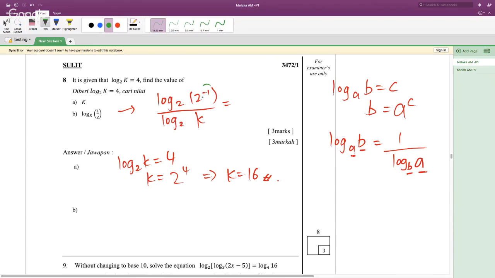The log rule tells us that the power we can move in front, so I have negative 1. Log 2 is just equal to 1. But log base 2 of k equals 4. So therefore, this case is just negative 1 over 4. Just do it like this, it will be very easy.